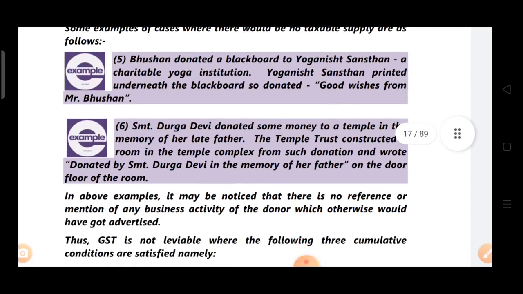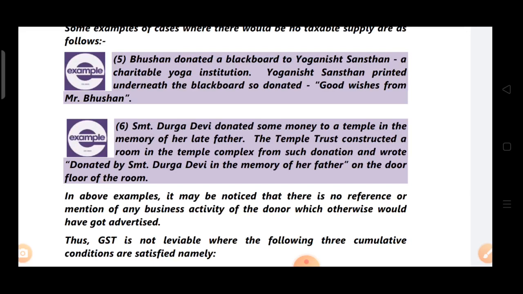The second example is Srimati Durga Devi, who donated some money to a temple in memory of her late father. The temple trust constructed a room in the temple complex from such donation and wrote on the top of that room, "Donated by Srimati Durga Devi in memory of her father." This was printed on the door floor of the room. This is just to express gratitude. There is no advertisement, there is no promotion. So in the above example, it may be noticed that there is no reference or mention of any business activity of the donor, which otherwise would have got advertised.